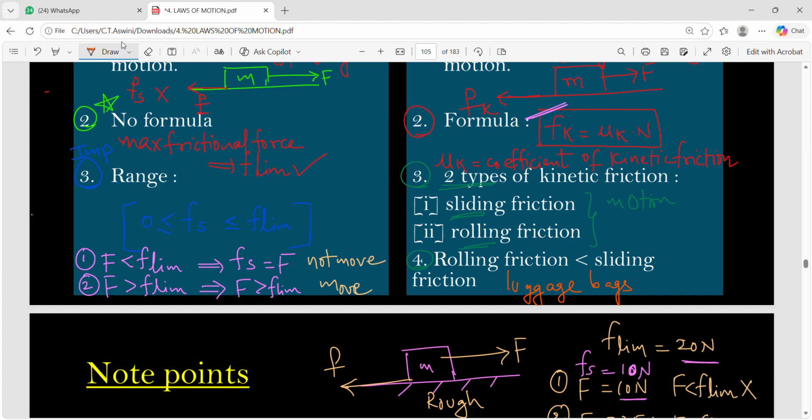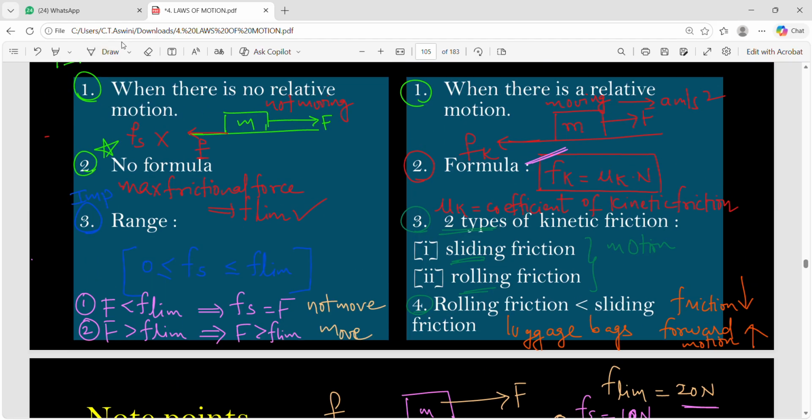instead of dragging them, just pulling them with the help of wheels is better because the friction is less. If friction is less, downward arrow mark means less, then the forward motion of the luggage will be easy. Forward motion increases. So I hope you are clear with this. Very important, very important. I'm telling you, this third point in static friction is very important.